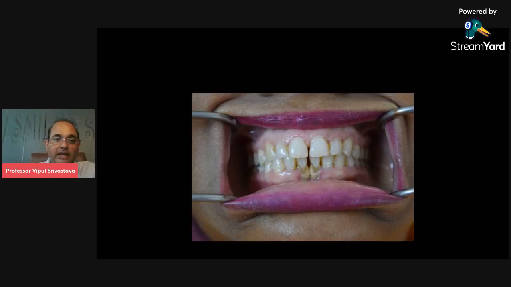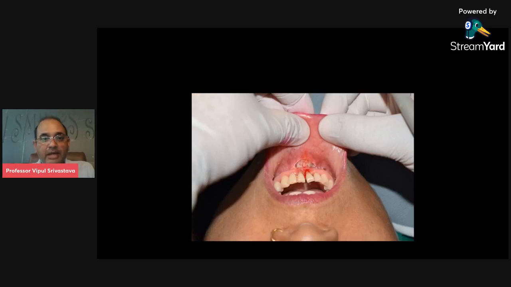Like I just mentioned, I can do vestibuloplasty here. This is a local vestibuloplasty. The patient had a very high labial frenum attachment on the lower anterior, and you can notice localized soft tissue loss, localized recession, along with deposit. So what we did here was thorough scaling, and then a vestibuloplasty to release the tension. And the patient was happy within 1 or 2 months.